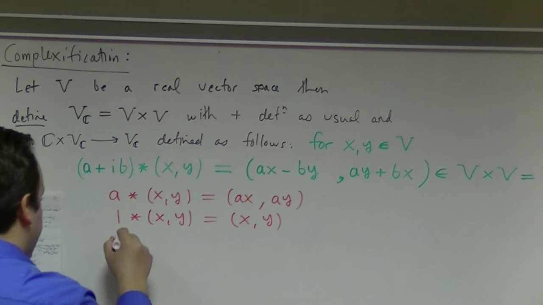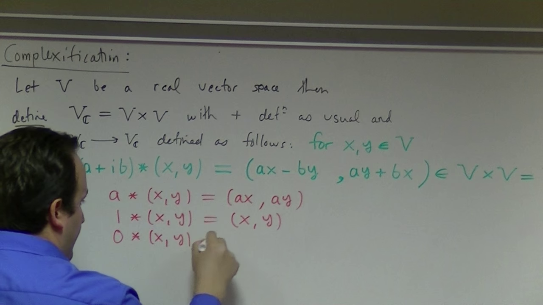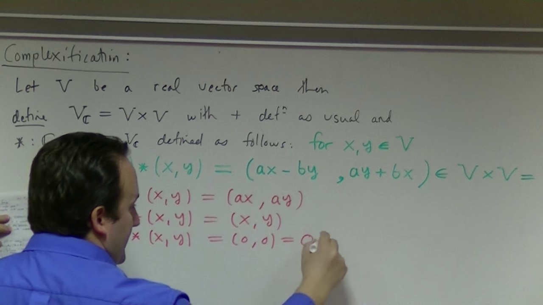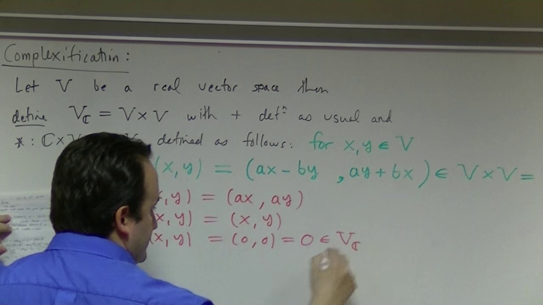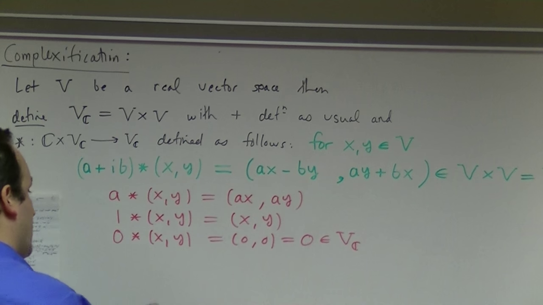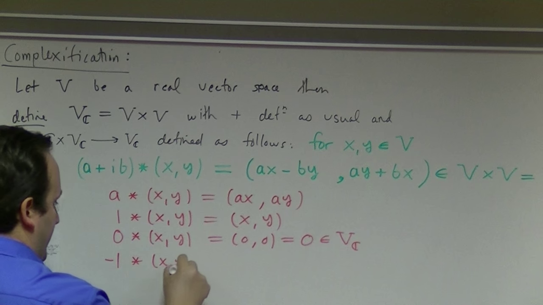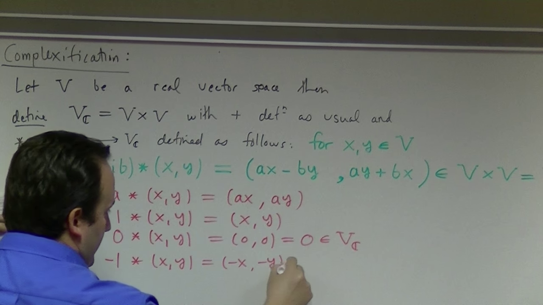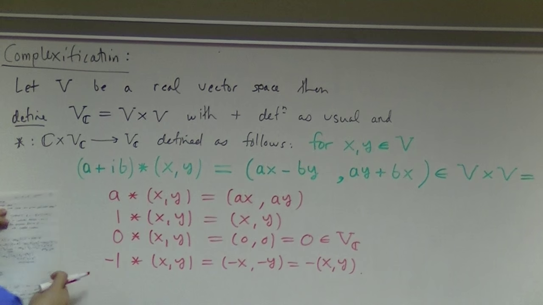The other thing is 0 times the vector. It should be 0, 0, right? Which is, by the way, the 0 in V cross V, the complexification. And then, of course, minus 1 also works as it ought to. Minus 1 times xy is equal to minus x comma minus y. So multiplication by minus 1 gives me the additive inverse. Good. I'm not going to give you a complete proof, but these go to show you that this really does make the complexification an honest-to-goodness complex vector space. There's the start of it.